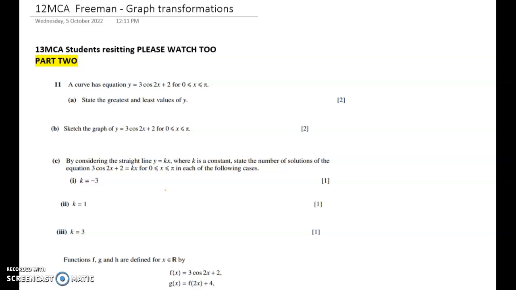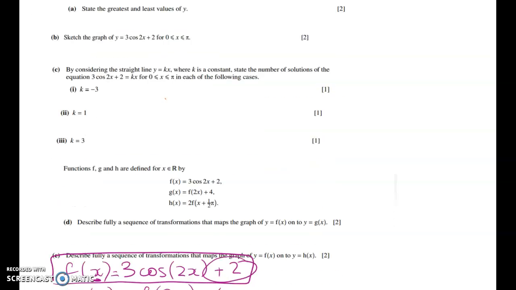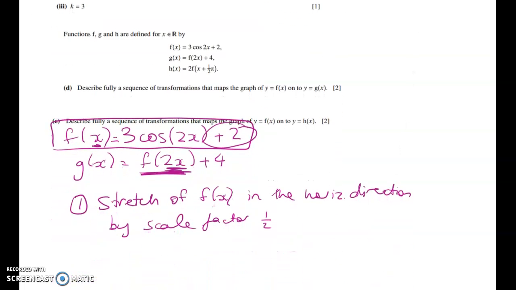This is part 2 of a very, very slow and quite boring video about how to do graph transformations and how to describe them. So we're down to the last part of this question where we have to take this function, the one that we graphed in the first part, and we have to describe how we would get from here to here, and then separately how we would get from f of x to h of x.